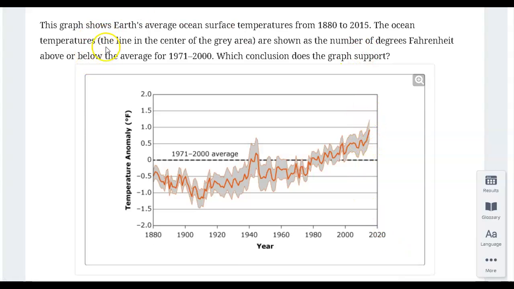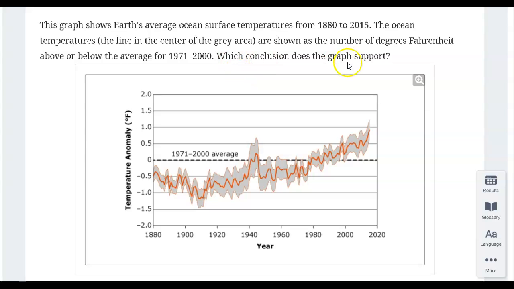The ocean temperatures are the line in the center of the gray area. So this red line is measuring ocean temperatures. They're showing it in degrees Fahrenheit, and those are up here on your Y axis. The years are on the X axis. The temperatures are on the Y axis, and it's saying it's the number of degrees Fahrenheit above or below an average. So 0 is sort of the average temperature, and this is how far above or below the average temperature it is at that moment in time.